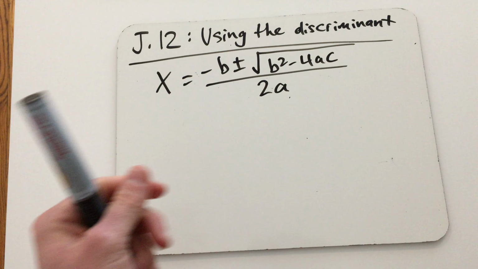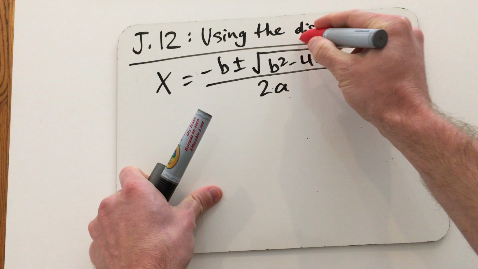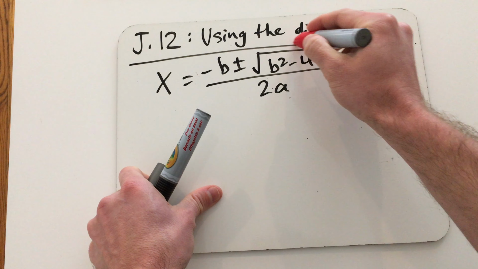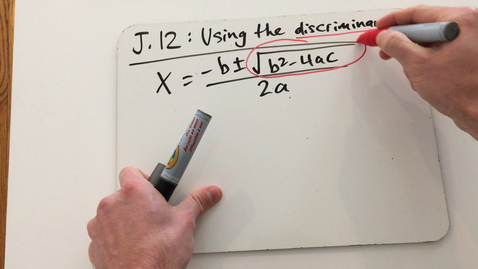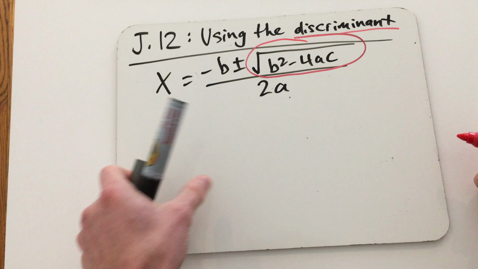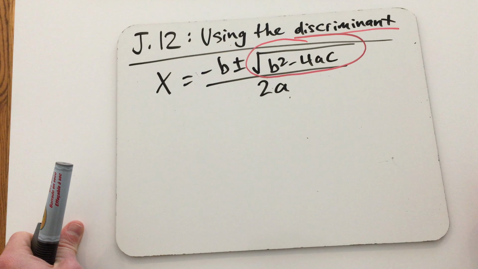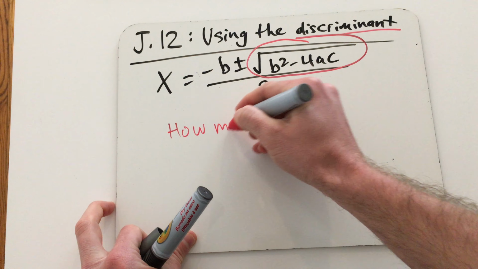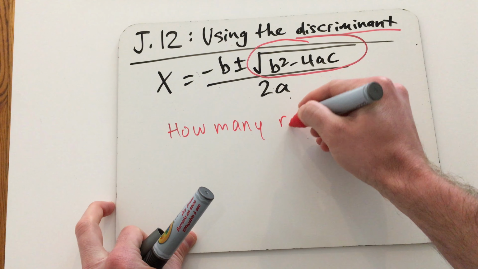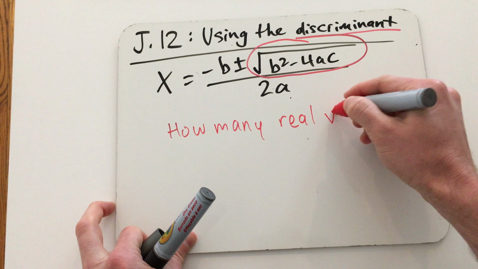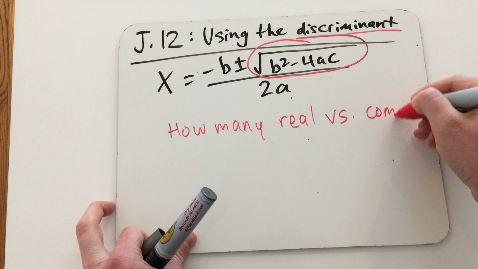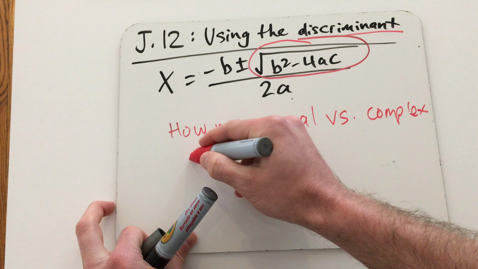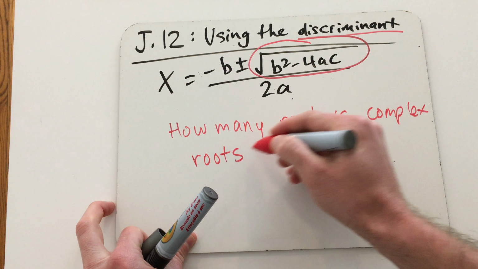Now the discriminant is part of this formula. The discriminant is this part, the part that's underneath the square root. So if we do this, then we can actually figure out how many real versus complex roots are there.